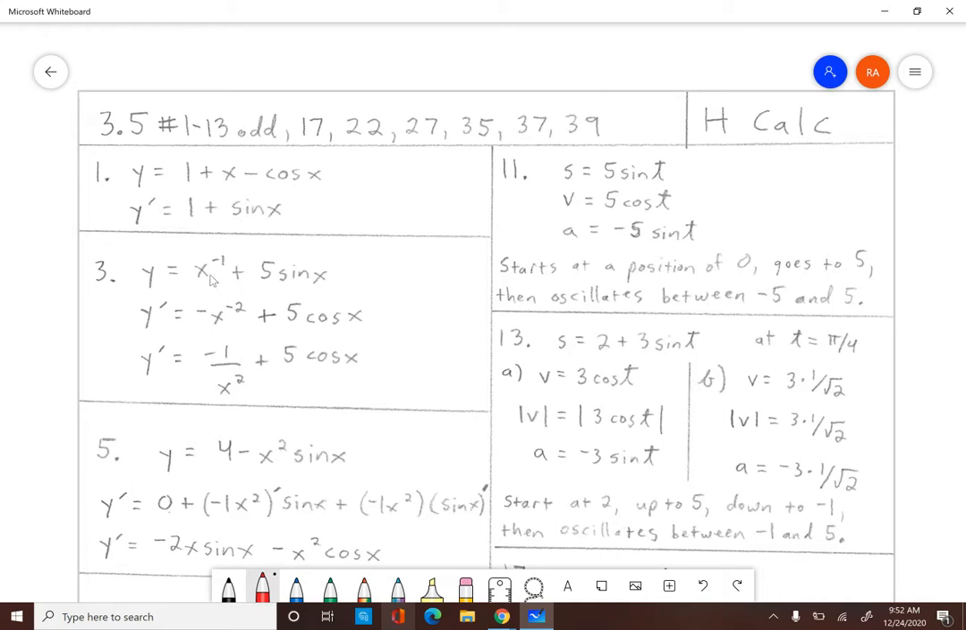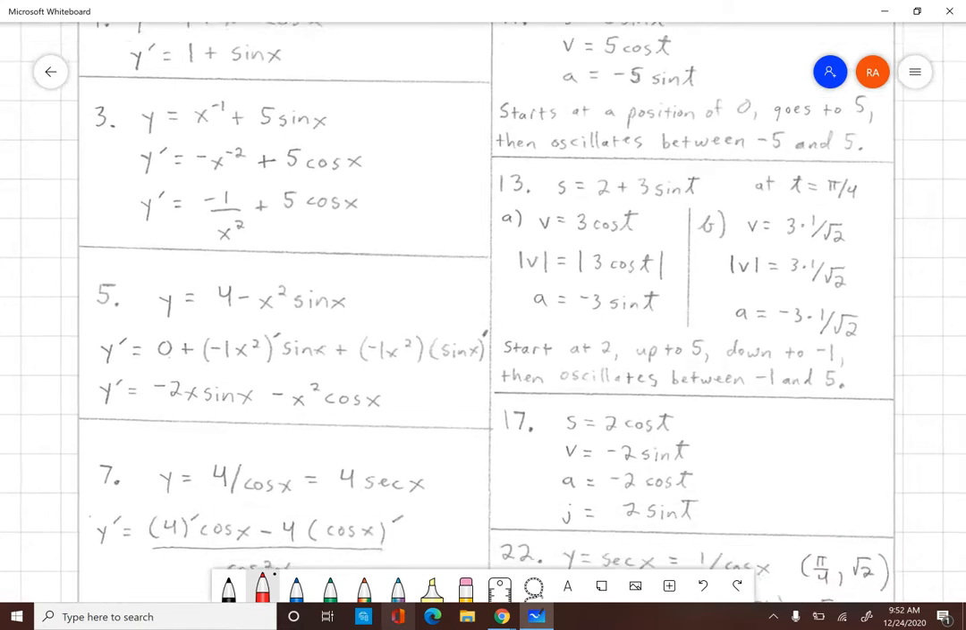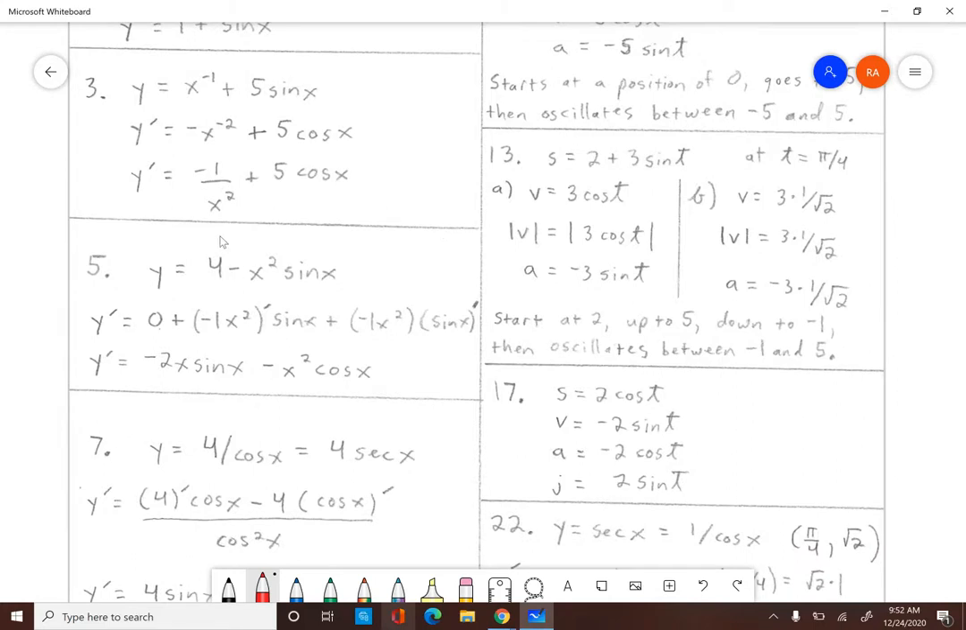For number 3, x to the negative 1 plus 5 sine of x. Again, bring the negative 1 down, subtract 1, minus x to the minus 2. And I can leave that 5 stuck to the sine. 5 times sine of x is 5 cos of x. And if you want, you can leave it just like that, or flip this down, negative 1 over x squared plus 5 cos x.